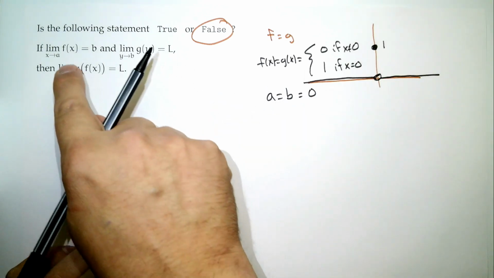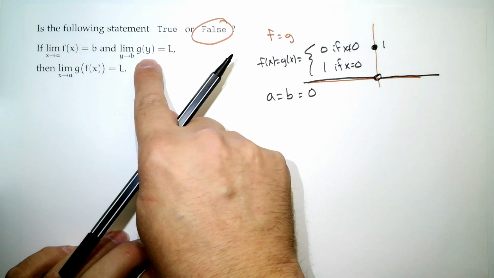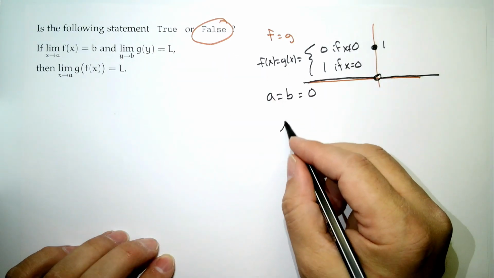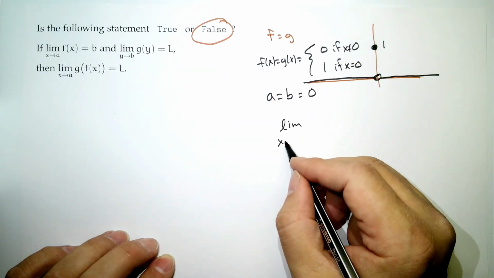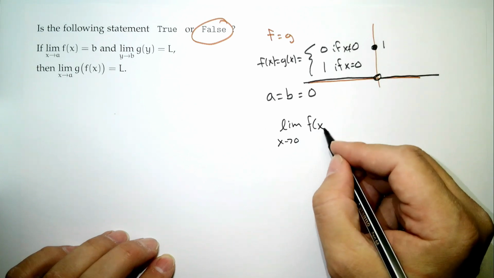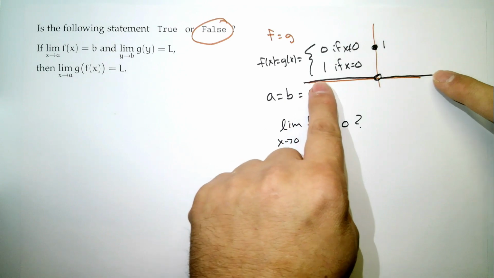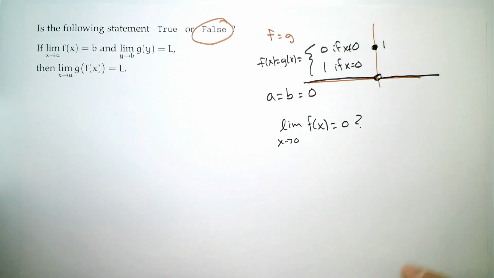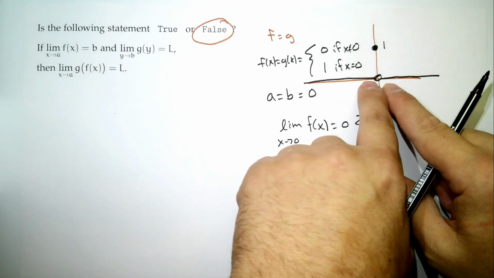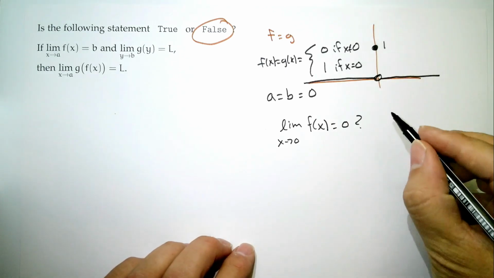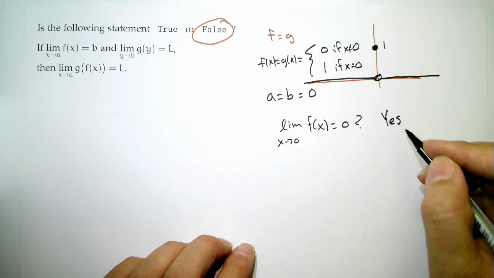So I have to check, does this statement hold? Does the limit as x approaches 0 of f of x equal 0? Well, we follow the picture in, and the answer is yes, because as I come in from both sides, I'm still 0. So that's a true statement.